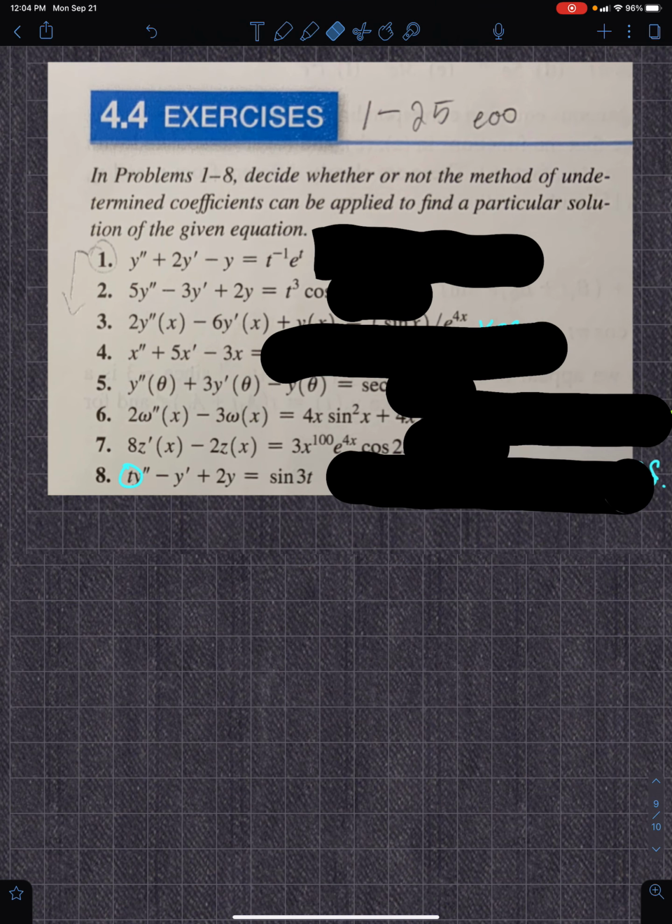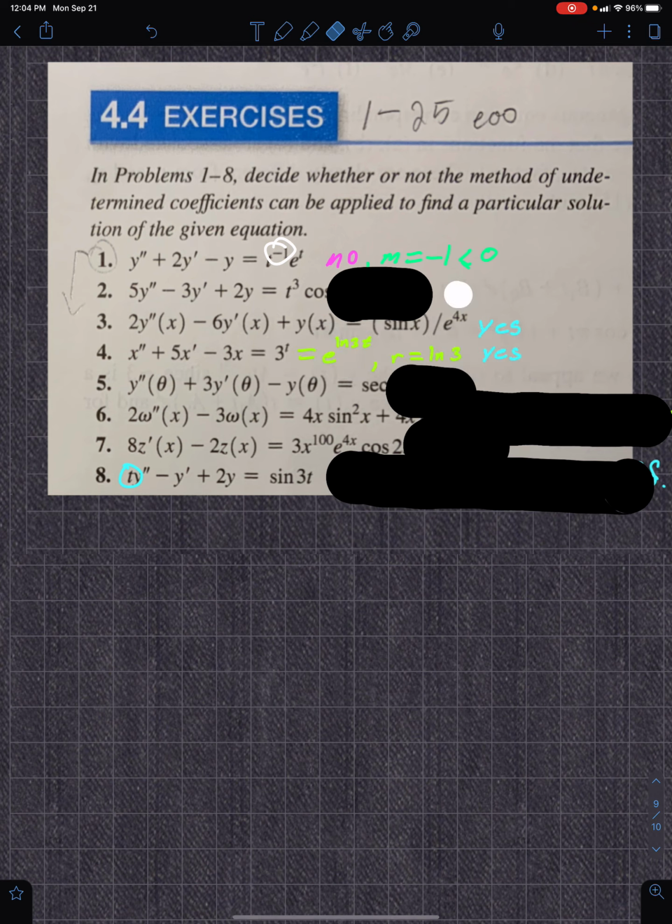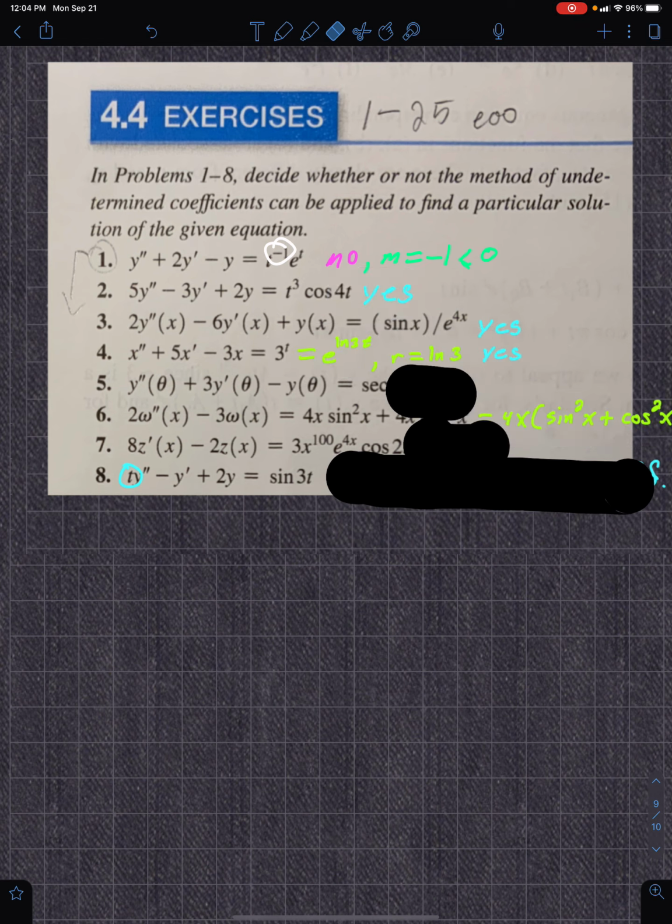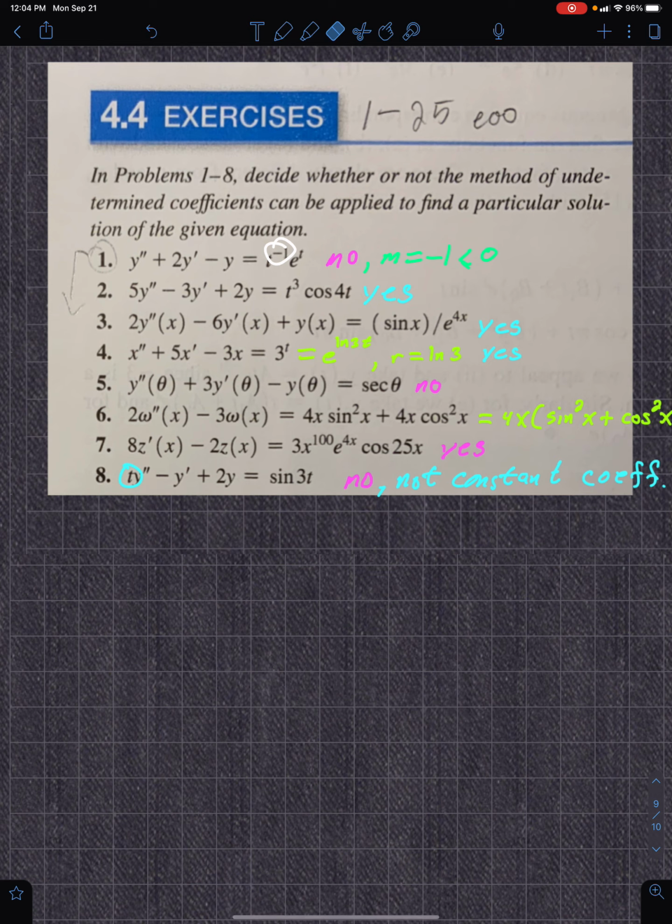So what you do, I'll just tell you basically. You go through and look at it. Is the power on t a whole number? And of course, no, it's not. This power right here is not a whole number, so this can't work. That's why I have a no there. Okay, so that one can't work. We'll just erase all of them. Second one, we're looking at that.